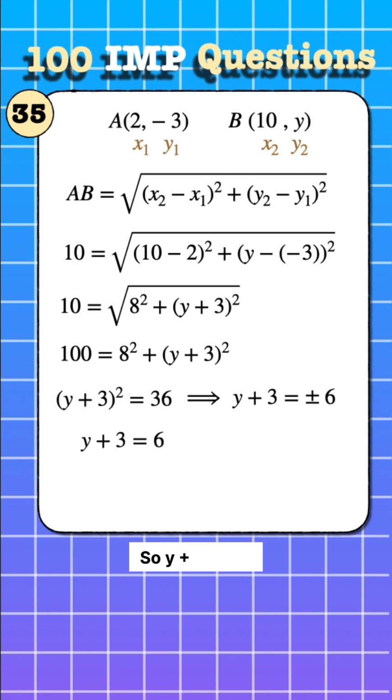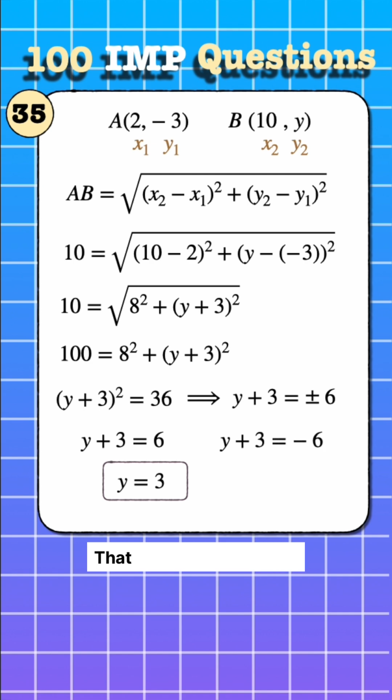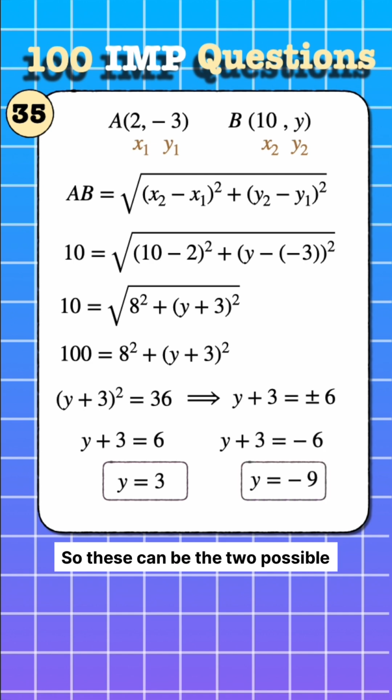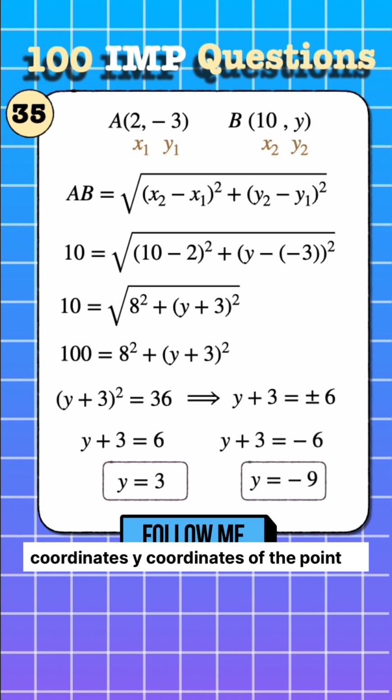So y plus 3 equal to plus 6, that will give you y equal to 3. And y plus 3 equal to minus 6, that will give you y equal to minus 9. So these can be the two possible coordinates, y coordinates of the point B. That's it.